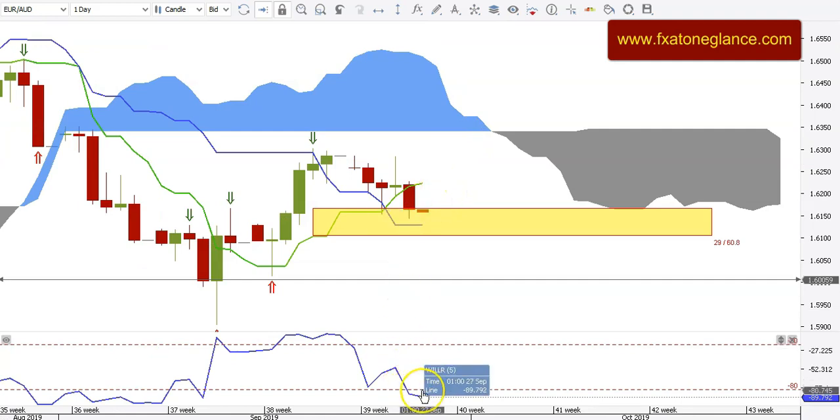While we're below -80 on Williams %R, we do not want to be going long. We want to see that thing break above -80. Then we're going to set ourselves up for a trade setup. All right, guys. So keep our eyes on this. We'll revisit this.